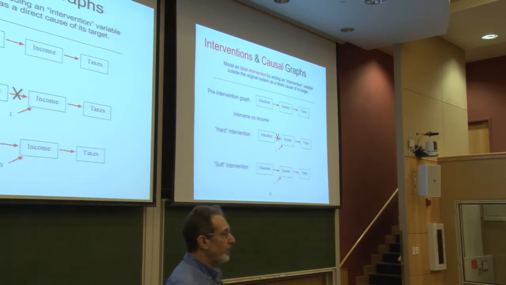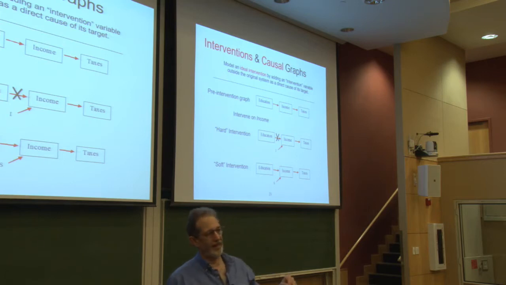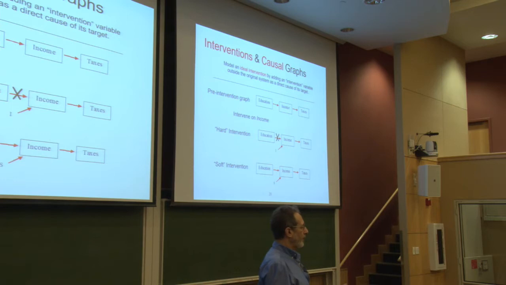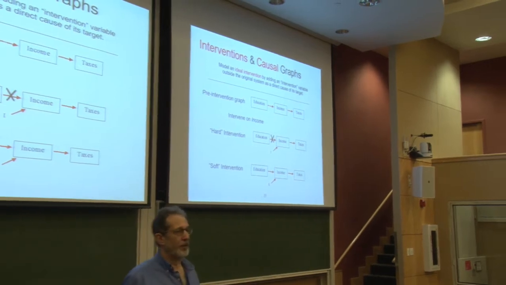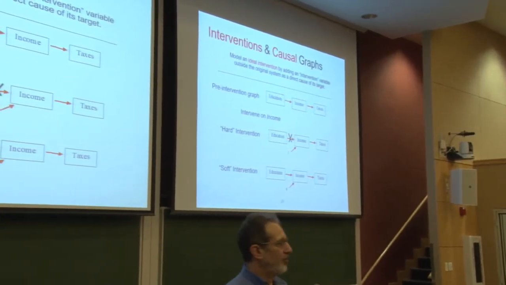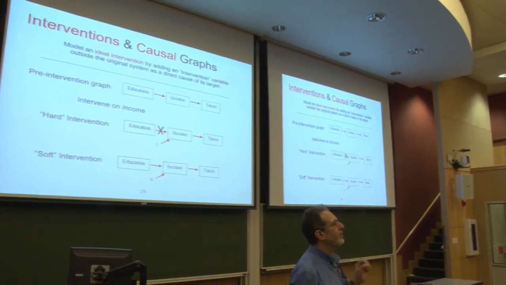If instead of flipping a coin and then intervening to determine your income completely, suppose I flip a coin and if it comes up heads, I add $10,000 to your income. And if it comes up tails, I add $50,000 to your income. So in that kind of intervention, I have not eliminated the influence of education on income. I've changed that relationship, but I haven't eliminated it.